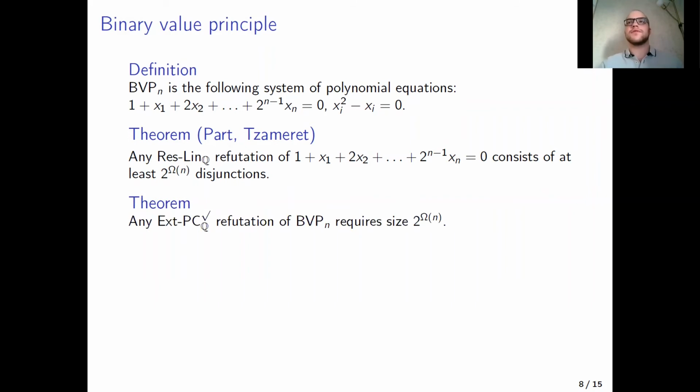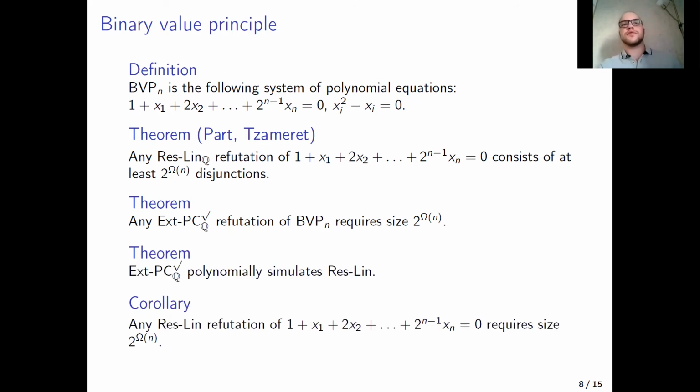In our work, firstly, we are going to show that extended polynomial calculus with square root of rational requires exponential size refutations for the binary value principle. After that, we will show that this proof system polynomially simulates the Res-Lin proof system. And as a corollary, we will get that any Res-Lin refutation of this binary value principle requires exponential size, which gives us an alternative lower bound.